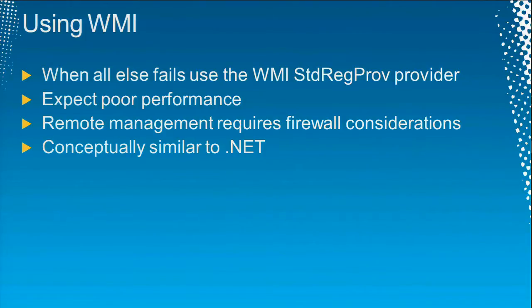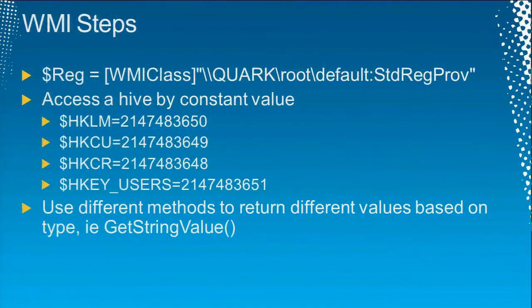Conceptually, we're going to work with the registry the way we did in .NET. We have to connect to the Hive, open the subkey, get the names, get the values. It's just that the methods are slightly different, but the technique is the same. So here's an example. You would first create an object for the standard reg prov WMI class. You then need to access the Hive.